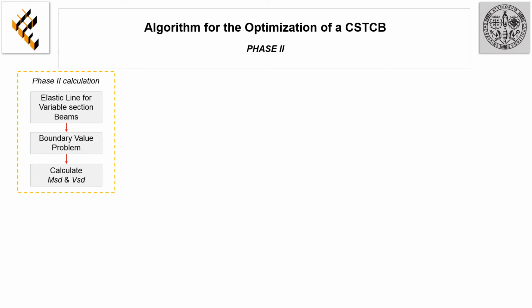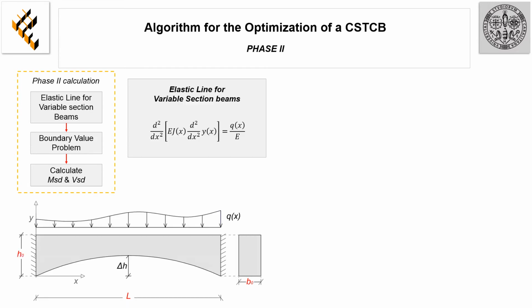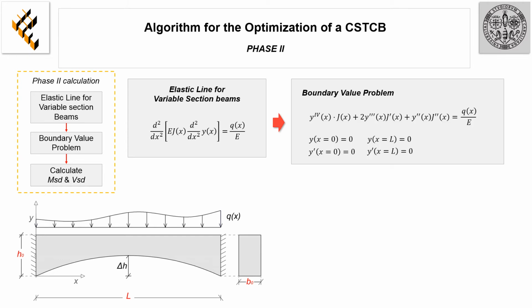The solution of the second phase starts by applying the elastic line formula to the variable section beam shown in the picture below. By deriving twice and reorganizing the equation, the fourth-order differential equation is obtained, where it can be noticed that the moment of inertia varies along the longitudinal axis. The equation is solved by considering the boundary conditions specific for phase 2. As we can see, the beam in this phase is fixed at both ends, so the vertical displacement and the rotation at the extremities are considered equal to 0.